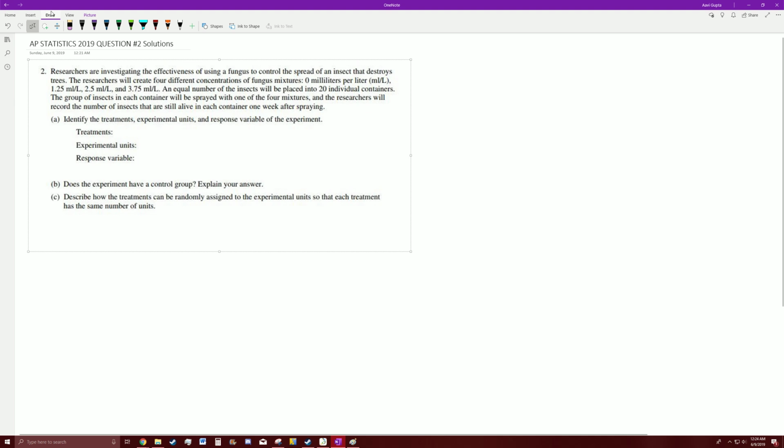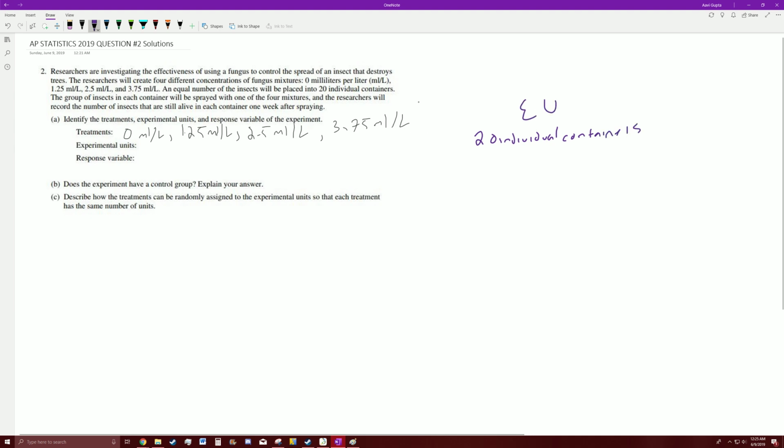Well, the treatments are going to be the 4 different concentrations of fungus mixtures. So it's going to just be the 0 ml per liter, 1.25 ml per liter, 2.5 ml per liter, and 3.75 ml per liter. The experimental units are going to be the 20 individual containers. This is experimental units, this is treatments.